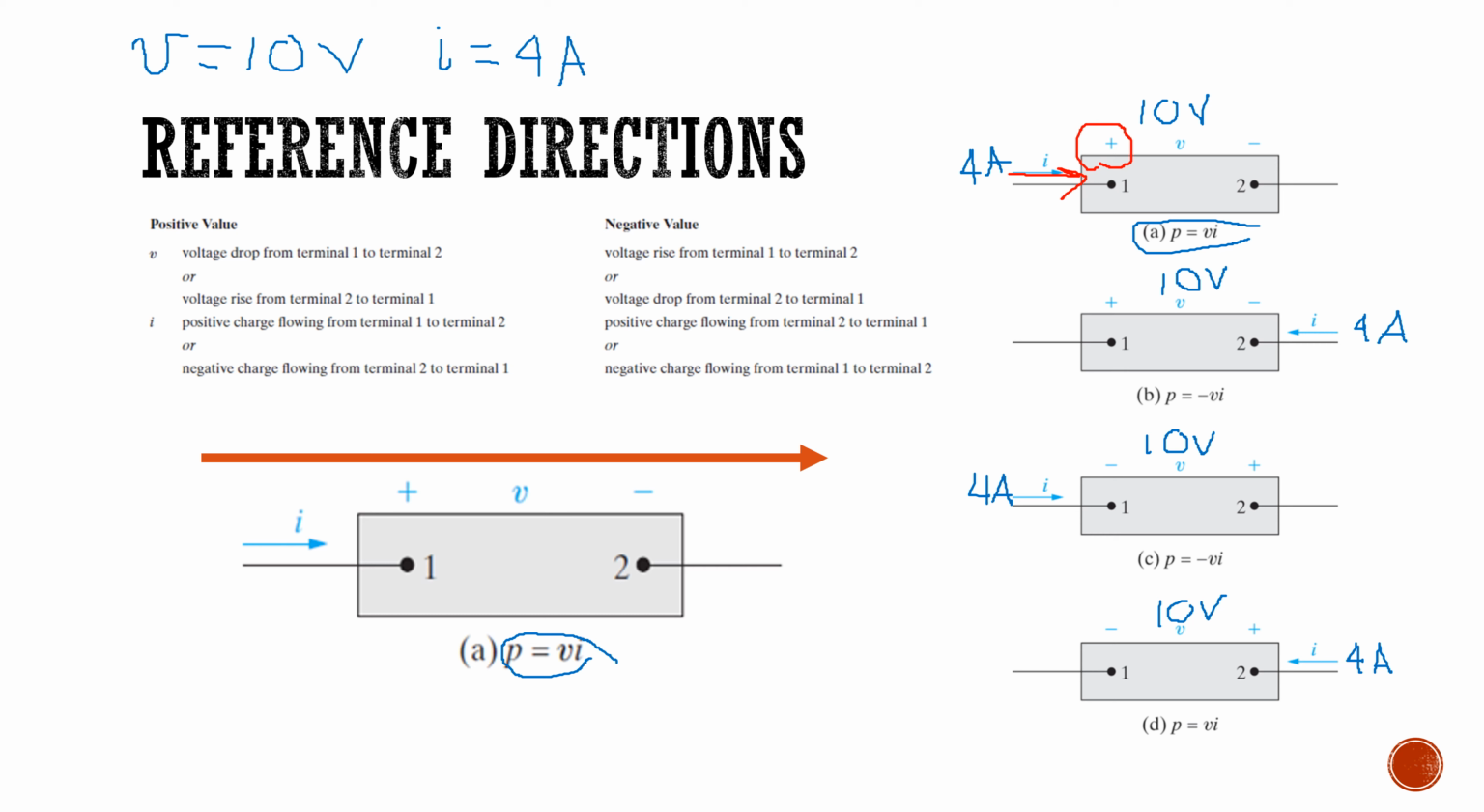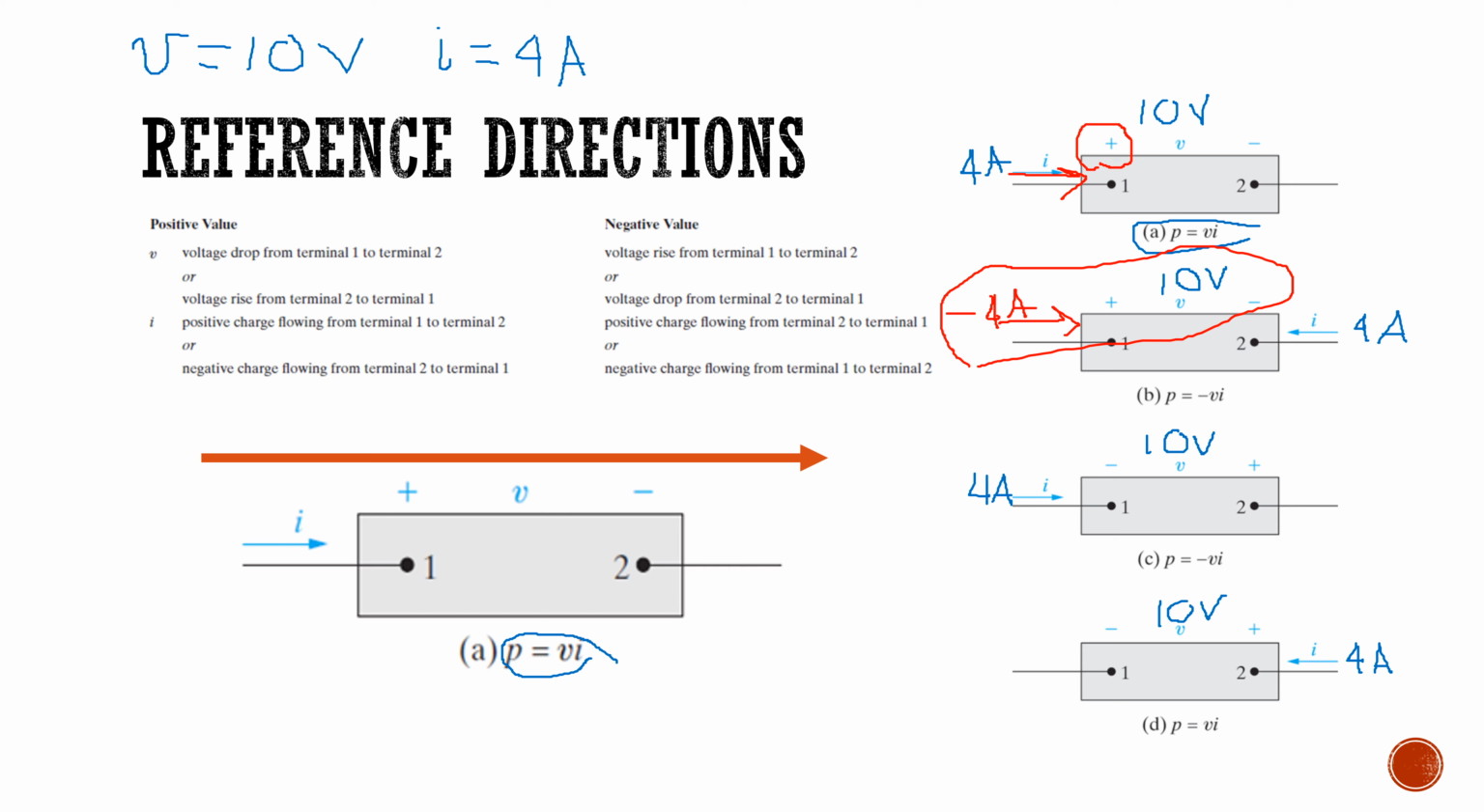For the second one, the current is entering into the negative terminal. So let's change the value of current, and now it becomes minus 4 amps. Okay, so we would use those values in future calculations.